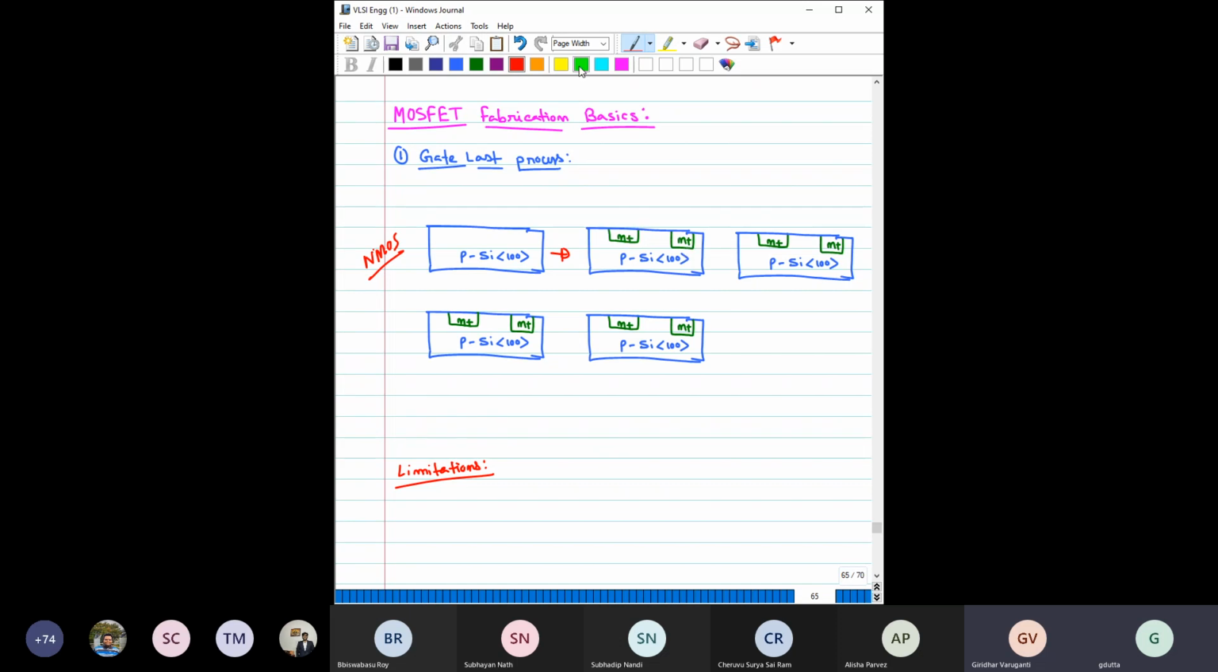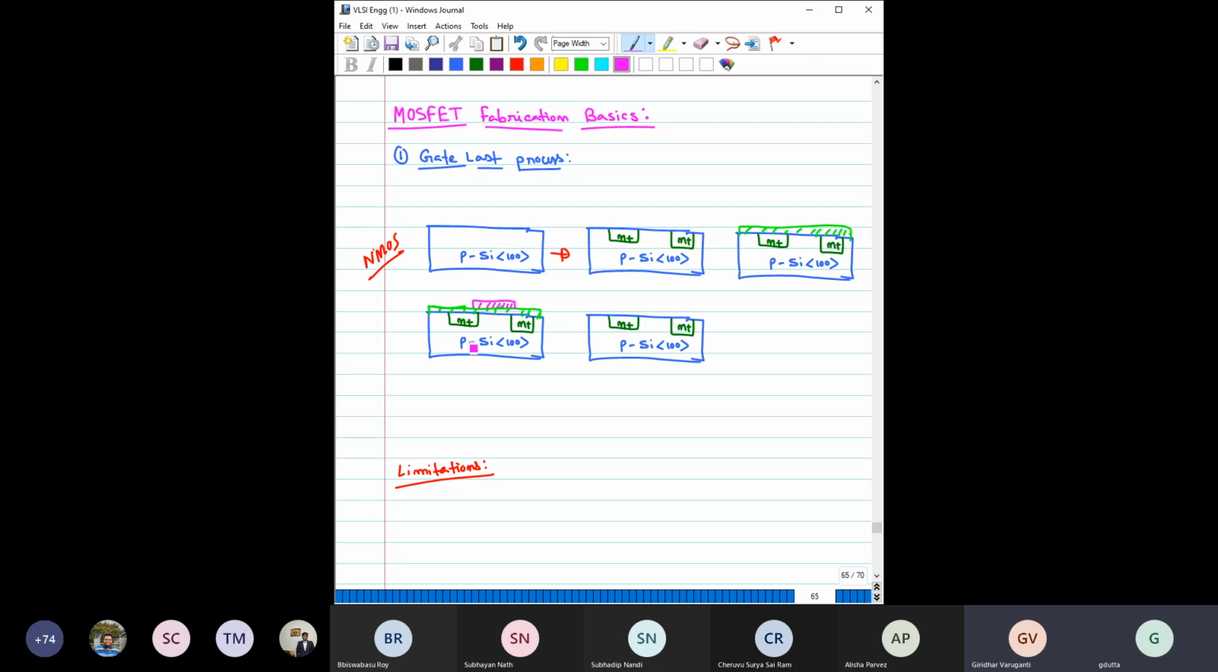So the third step would be you grow an oxide on top of this. So this is basically the gate oxide. And the fourth step would be, right on top of this oxide, once it has been grown, you deposit and pattern the gate metal. So say this gate metal we are patterning, and this gate metal is like this.